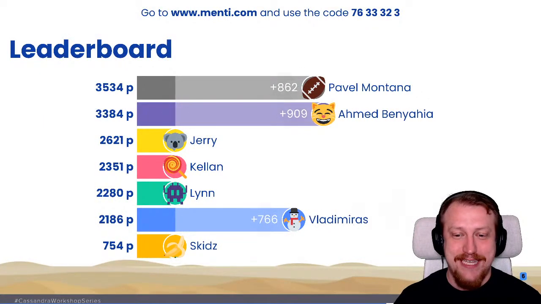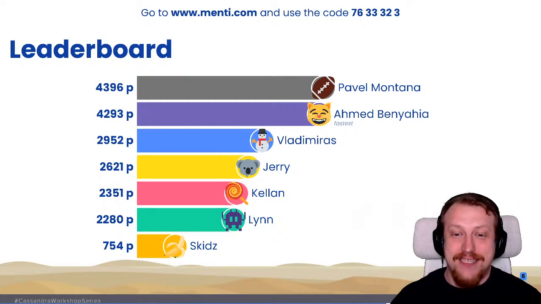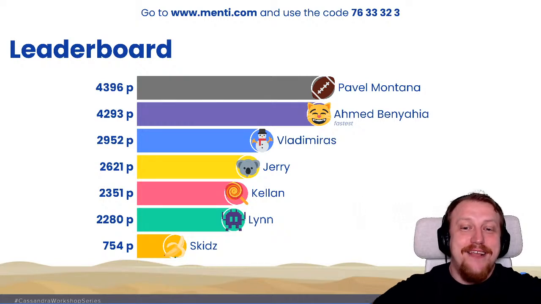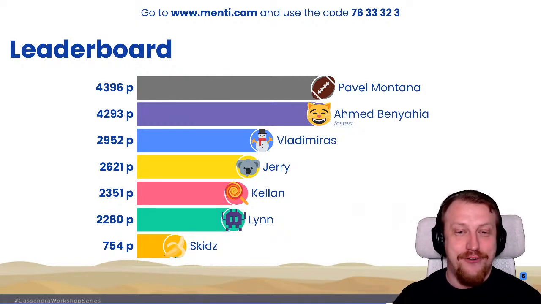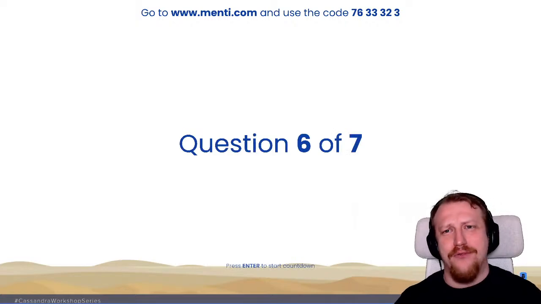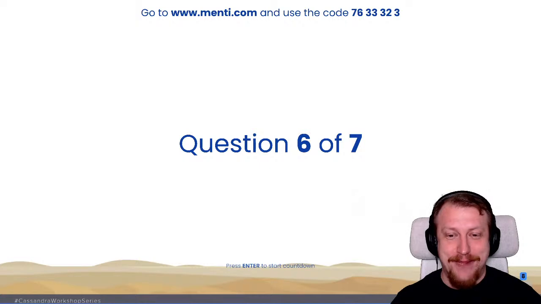Okay, a lot of mistakes this time. What will change? The game a little bit. So Pavel Montana and Ahmed Benaya keep first and second place accordingly, and Ahmed was fastest. But due to the mistakes of others, Vladimiras gets to the third place, reaching this top 3 list, which is great. So congratulations, keep fighting, it's not done yet. But I believe we know the top 2 already. Don't make a mistake. That's a tough competition today.